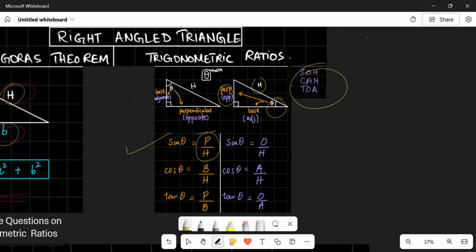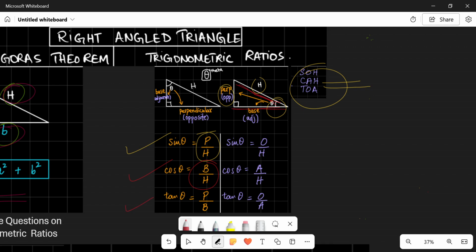The second one is cos theta. Cos theta is based on CAH. So cos is A, meaning adjacent, and H, meaning hypotenuse. Adjacent to theta, along with the hypotenuse, is the base. This is the hypotenuse and this is adjacent, so this is the base. That's why it's written base over hypotenuse. Cos we have done.